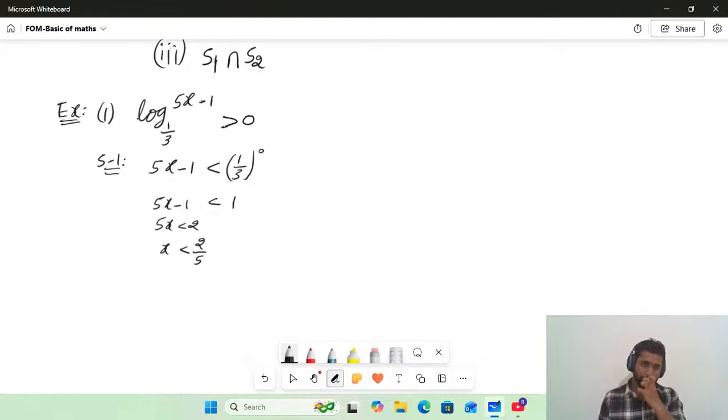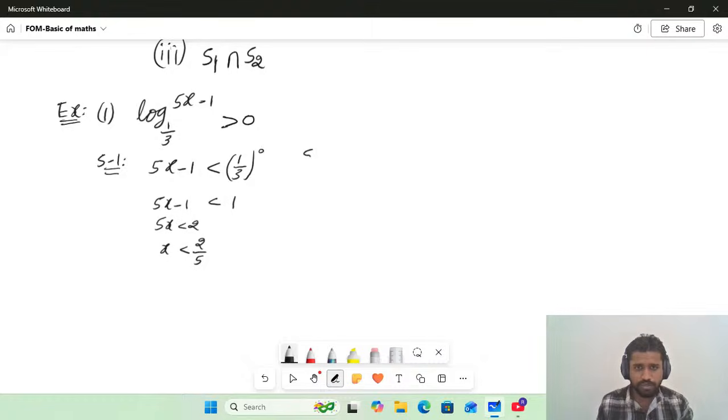Okay, clear? This is step 1. Log of 5x minus 1 to the base 1 by 3 greater than 0, so 5x minus 1 is less than 1 by 3 whole power 0. Why are we changing the sign of the inequality? Since the base is lying between 0 and 1. So 5x minus 1 is less than 1, 5x less than 2, x less than 2 by 5. And what is step 2?